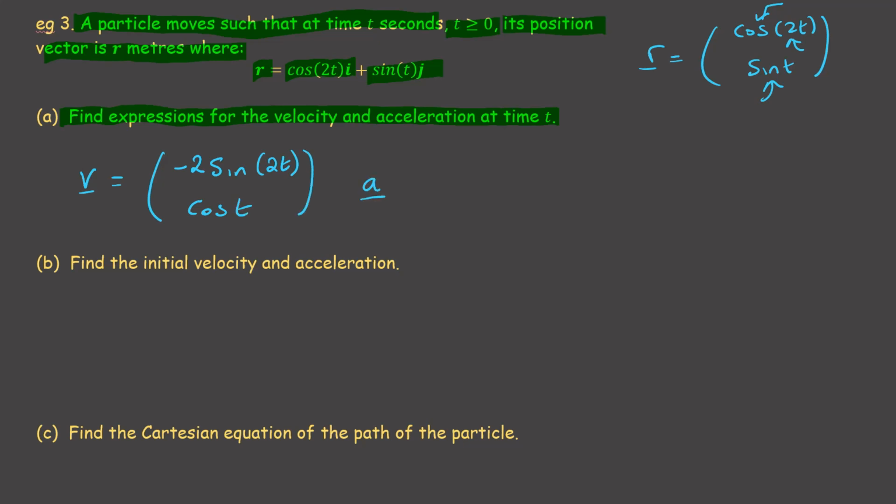To get the acceleration, we need to differentiate again. Sine differentiates to cos, and we'd need to use the chain rule again for this one here. So we would get negative 4 cos 2t. And then for the cosine, we'd get negative sine t.